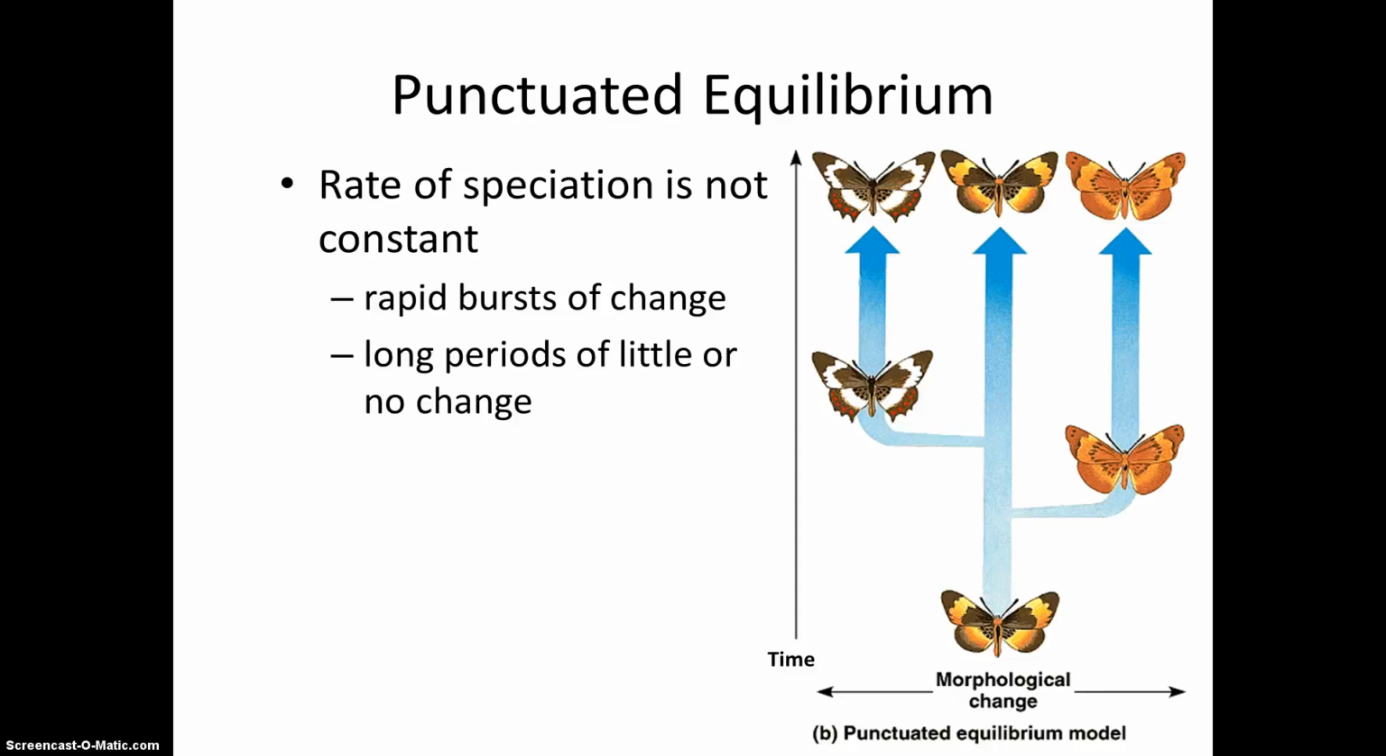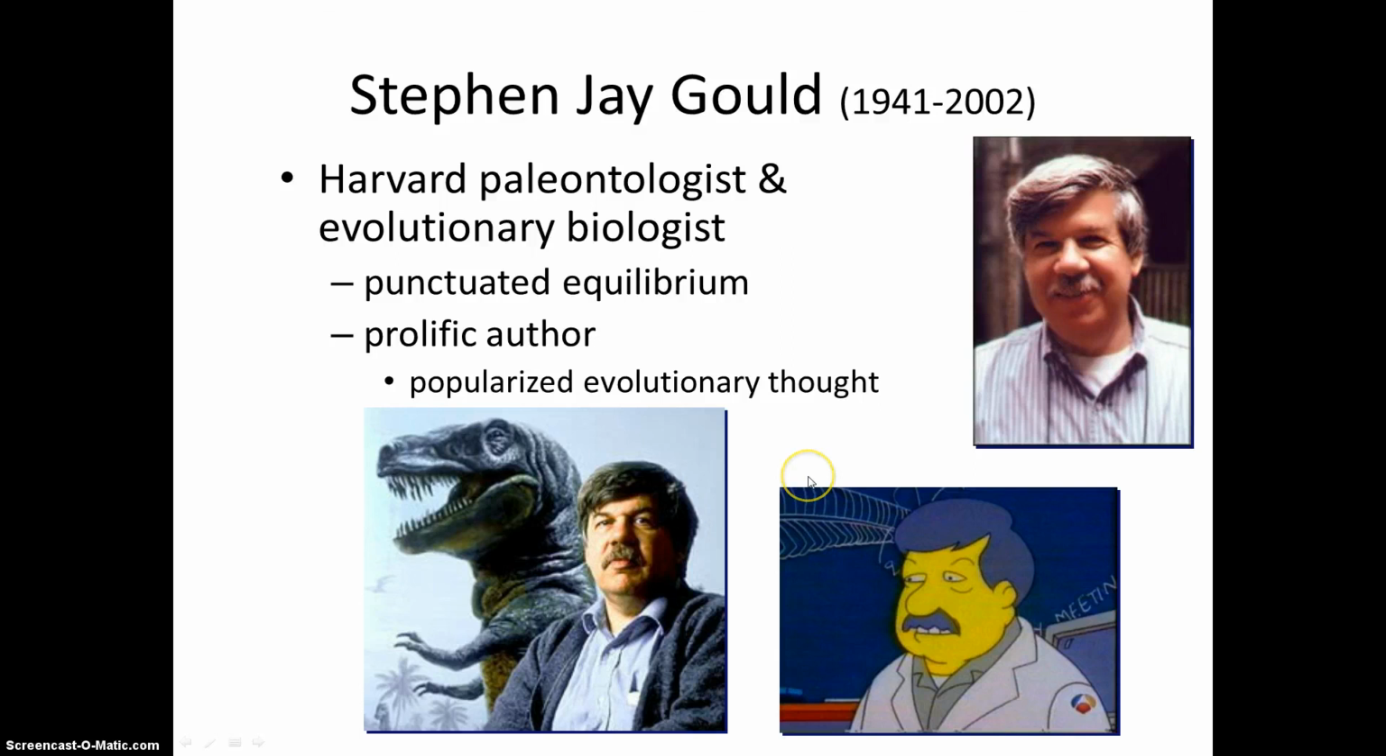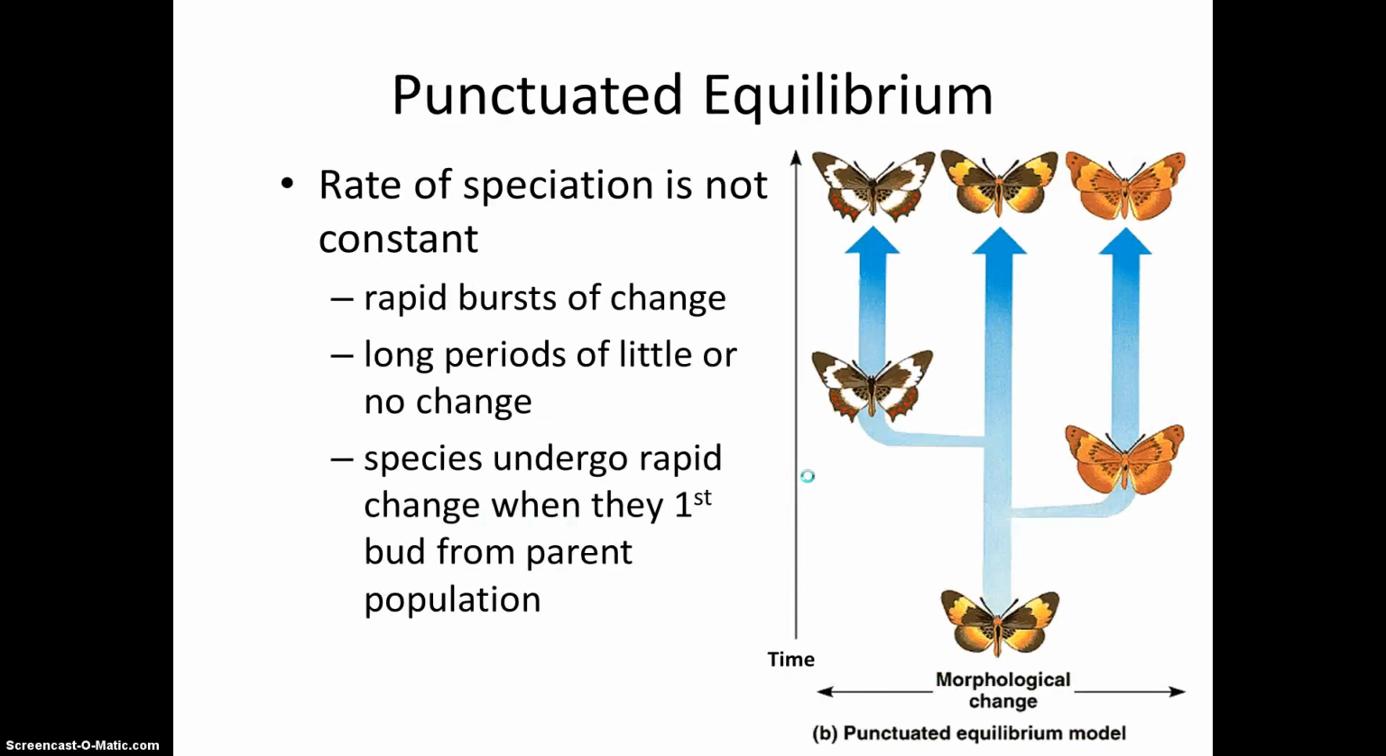Long periods of time go by with little or no change. And species undergo rapid change when they first bud from the parent population right here, and then remain fairly constant over time. It's likely that both of these forms occur at the same time, that some species go through punctuated equilibrium and gradualism, and it just depends on the ecological pressure.